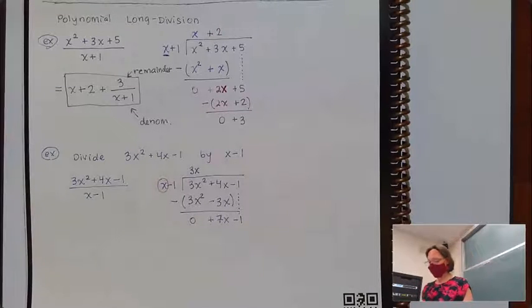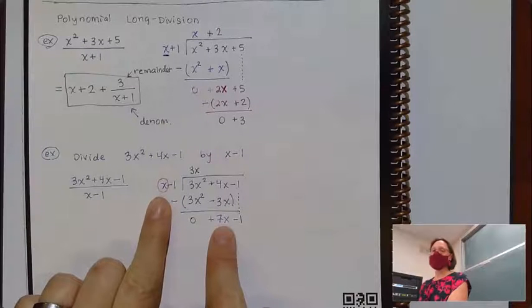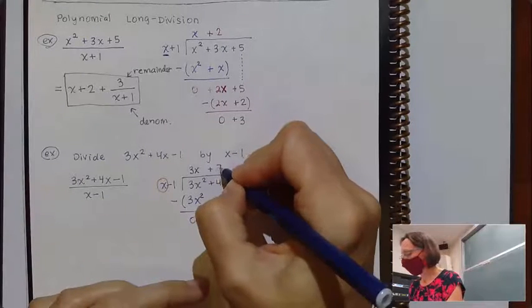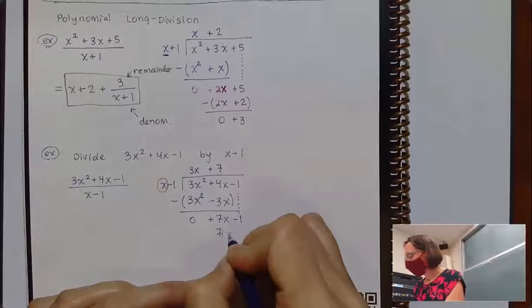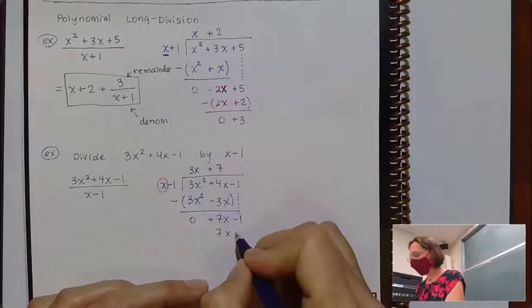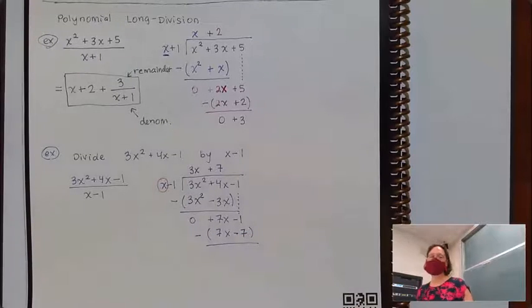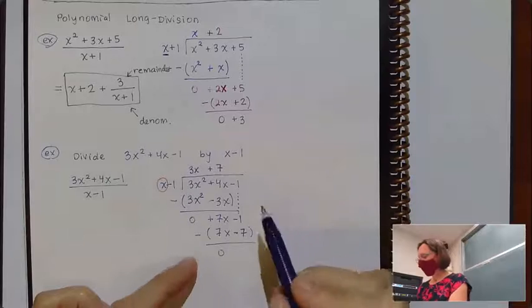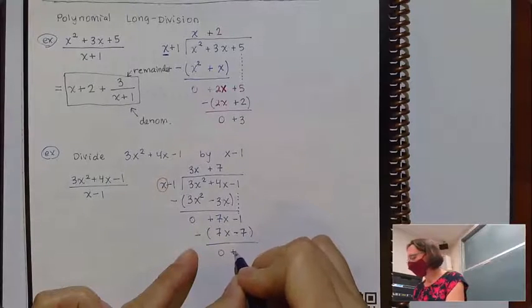Now I'm looking at this and I'm focusing in on the x and the 7x. So what would I need to multiply x by to get 7x? I've got to multiply by 7. So I'll have 7 times x, and then 7 times a -1 will give me a -7. And I'm subtracting the whole thing. So if we're careful about those signs, 7x minus 7x would give me 0, which is the point. And -1 minus -7 is going to leave me with a +6.